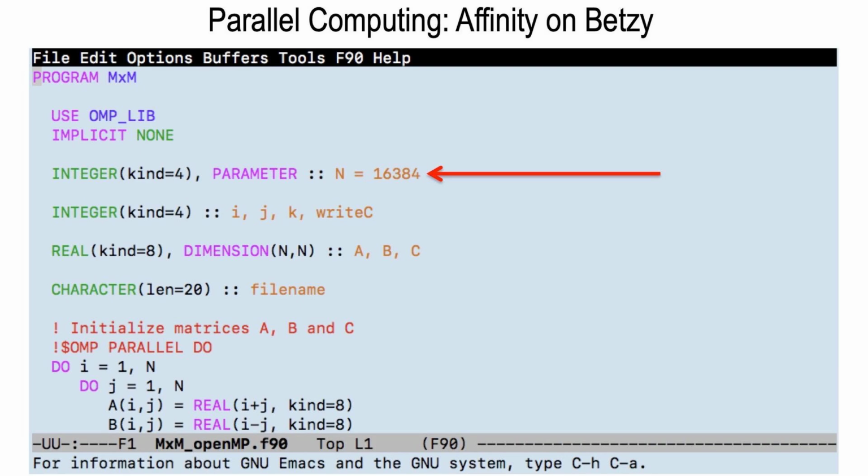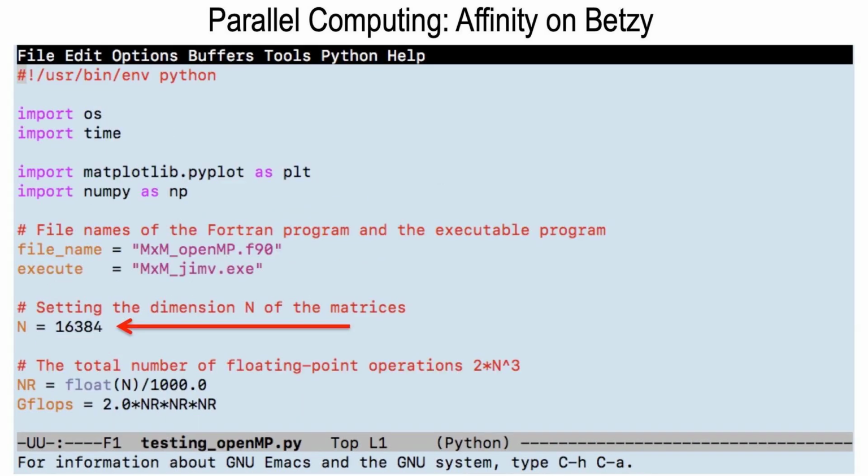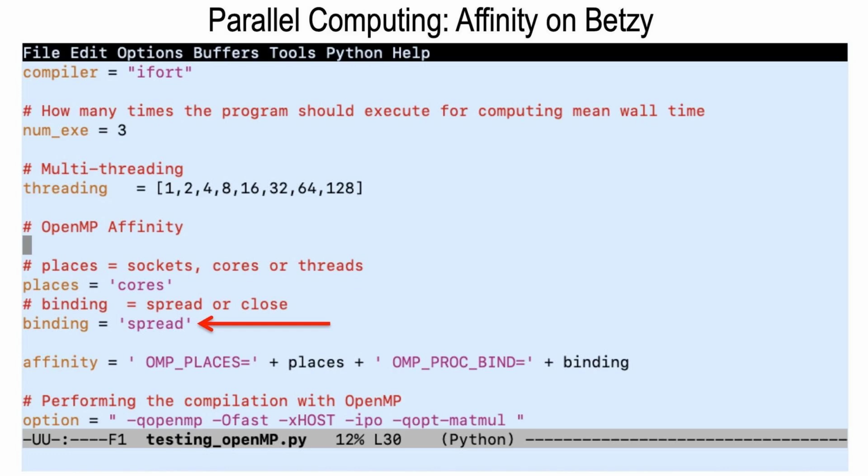We'll carry out affinity testing for matrix multiplication using the same matrix dimension of 16,384 as in our previous videos. It's essential to set the value of n to 16,384 in our Python testing script for precise performance calculations. I've updated the Python testing script to include OpenMP affinity. We'll start testing with OpenMP places set to cores and OpenMP processor binding set to spread.